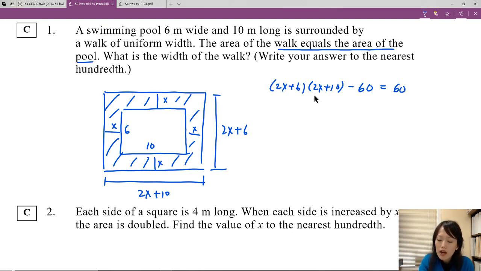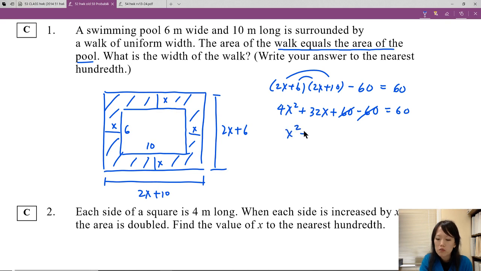Simplify it. So we multiply it out, 4x squared. Outside, inside, 20 plus 12, so 32x, plus 60 minus 60 equals 60. So that's gone. So I could divide everything by 4. x squared plus 8x minus, 60 divided by 4, what do you get? 15, right? And equals 0.